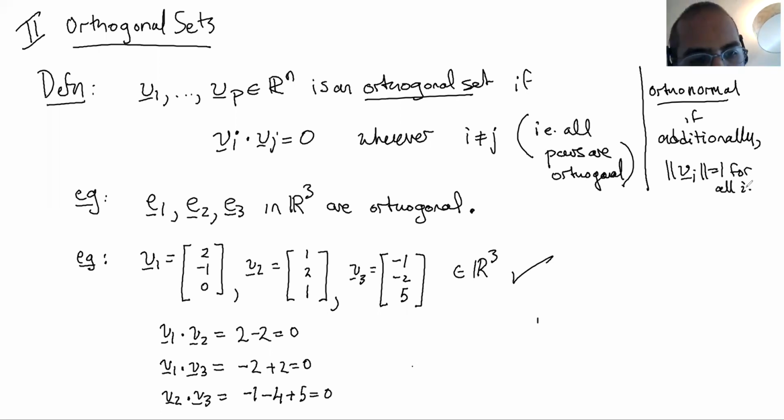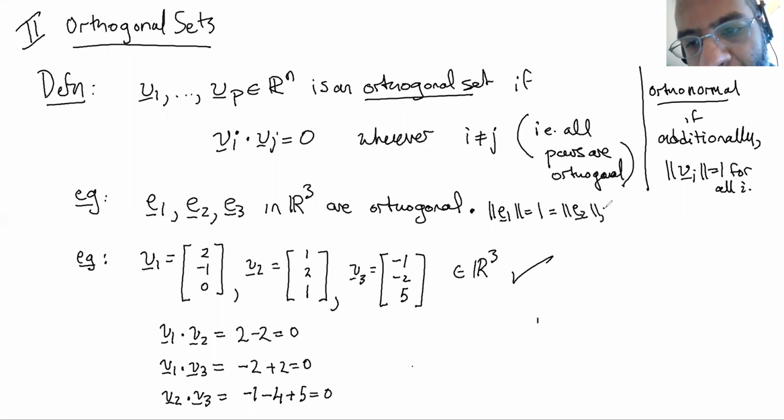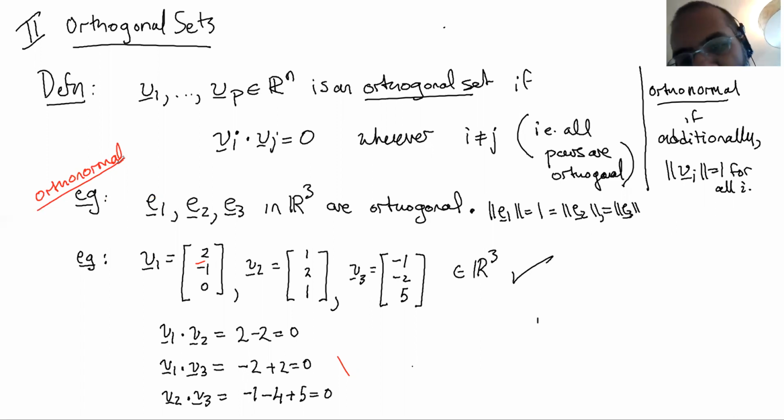Okay. So, for example, in the first example here, I can compute that the norm of E1 is 1, which is also the norm of E2 and also the norm of E3. They're both orthogonal sets, but the first example is a special type of orthogonal set.